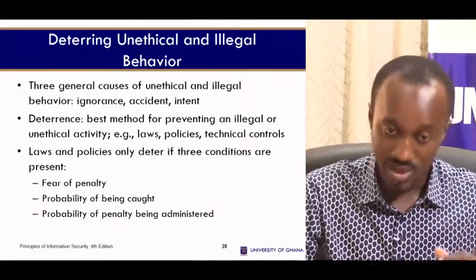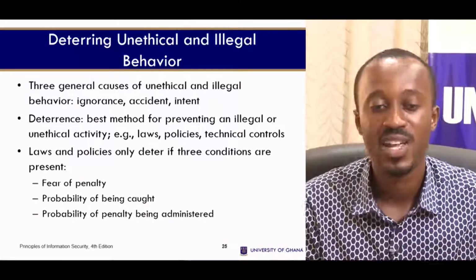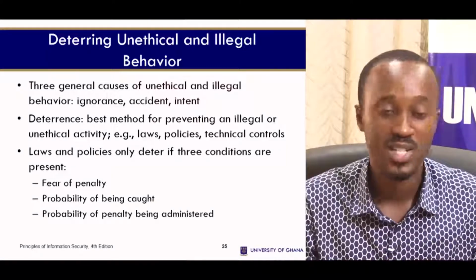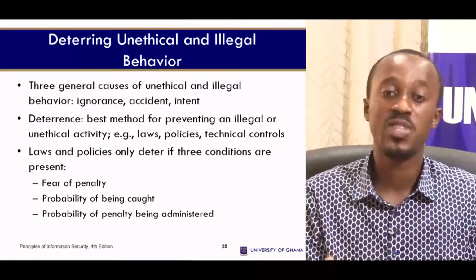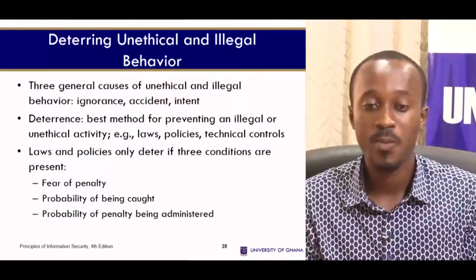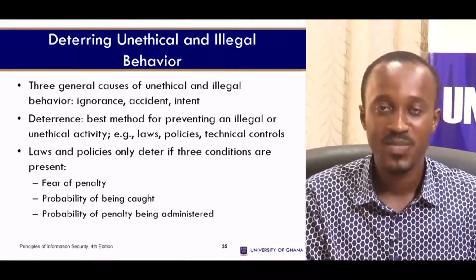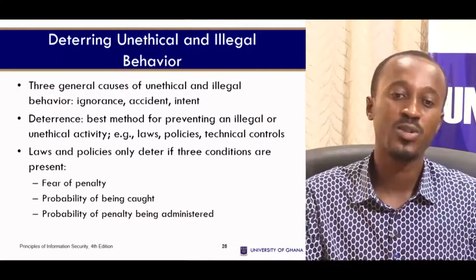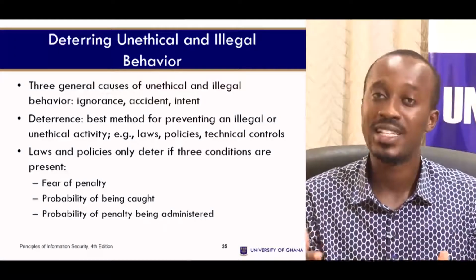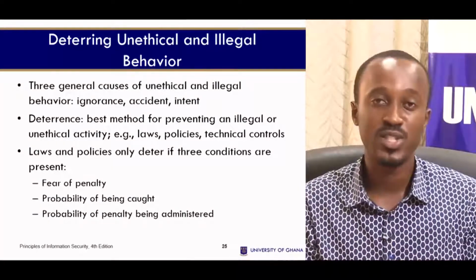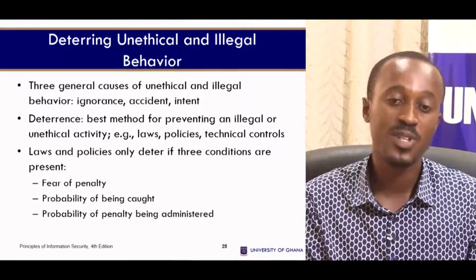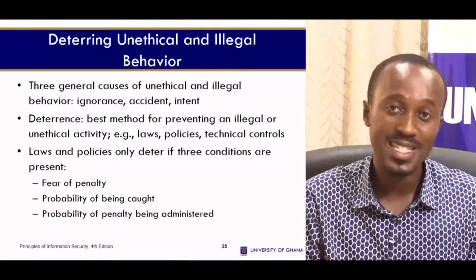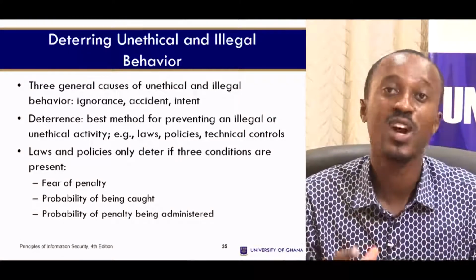Now let's look at deterring unethical and illegal behavior. There are three general causes of unethical and illegal behavior. First one is ignorance. When you are ignorant about the thing, more definitely you are going to find yourself in one of these. You will have yourself in a behavior which is unethical or illegal. The other is by accident. You might not have intended to, but your action will accidentally cause you to be found in an unethical or an illegal behavior. Then the third, which is very dubious, is when you have intended to. So you can have someone eliciting an unethical or illegal behavior 1 by ignorance, 2 by accident, and 3 by intent. It means that they purpose in their heart and their mind that they are going to be unethical or illegal.